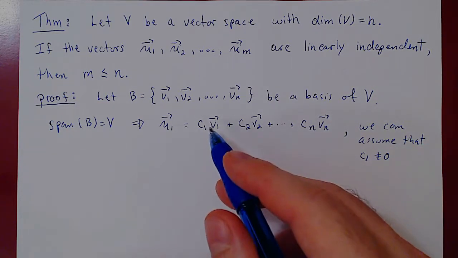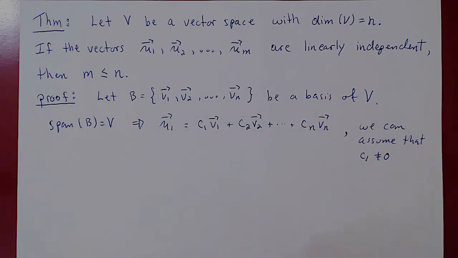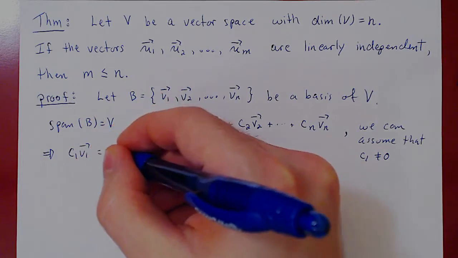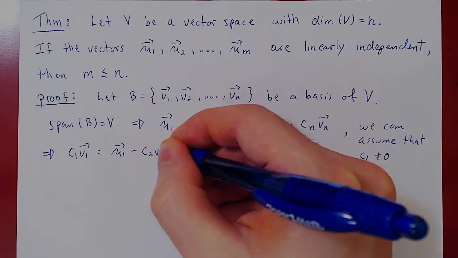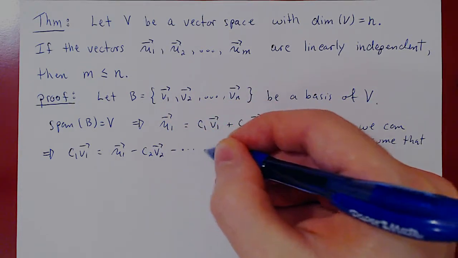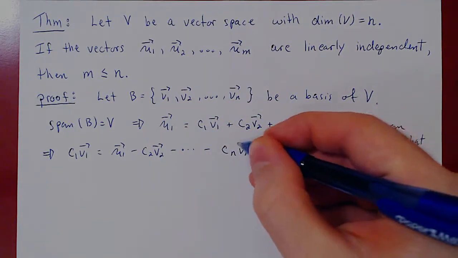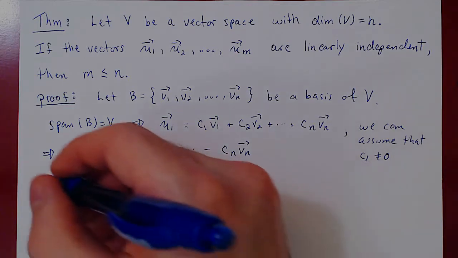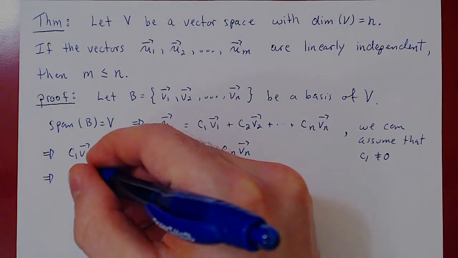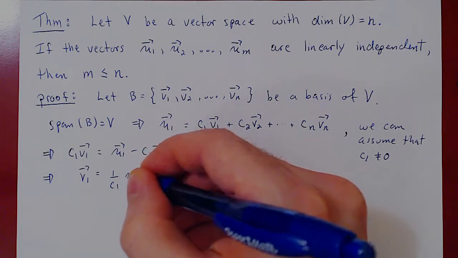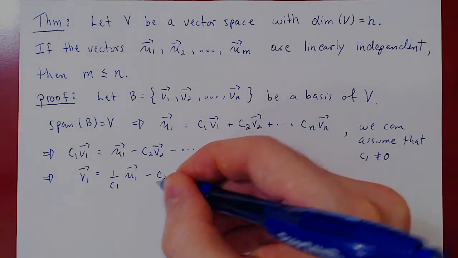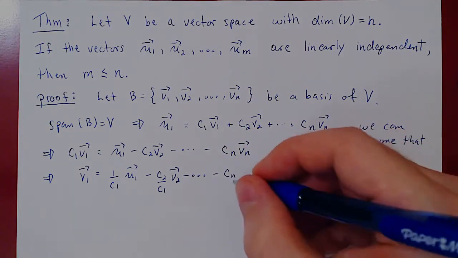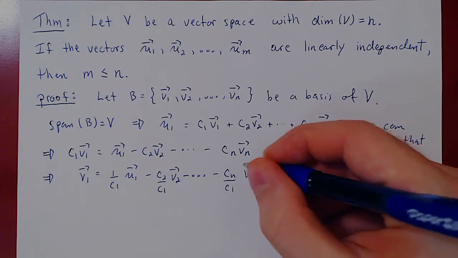So we can solve for v1, right? Send these on the other side. So c1 v1 equals u1 minus c2 v2 minus dot dot dot up to cn vn. Since c1 is not 0 by assumption, we can multiply across by 1 over c1. And so we get that v1 ends up being 1 over c1 u1 minus c2 over c1 v2 minus up to cn over c1 vn.